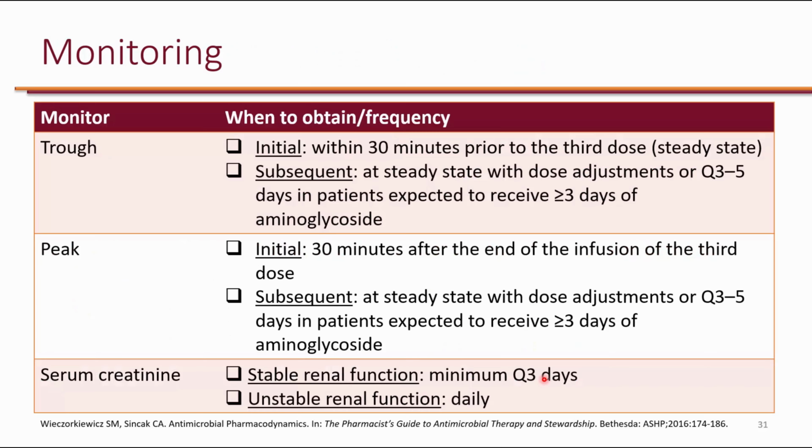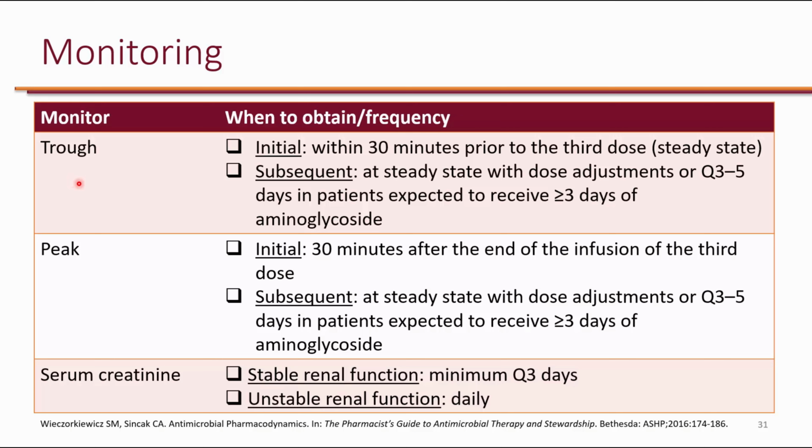And when it comes to monitoring, we want to monitor both trough and peak. So the trough, you want to get it within 30 minutes prior to the 3rd dose. So that's as close as it gets to steady state. So you want to get the level before it gets to, or actually close to, the steady state. And then assuming that the level is at goal, you would just want to get the trough every 3 to 5 days in most patients with stable renal function. Of course, more frequent monitoring would be required depending on the clinical status and also on renal status.